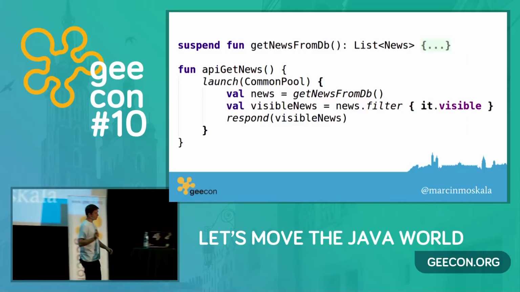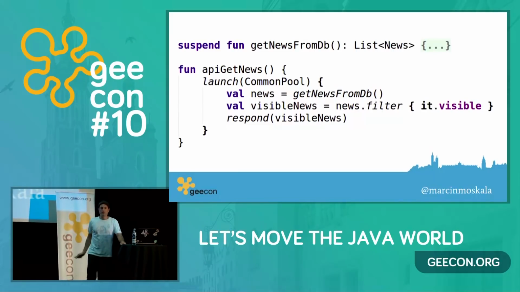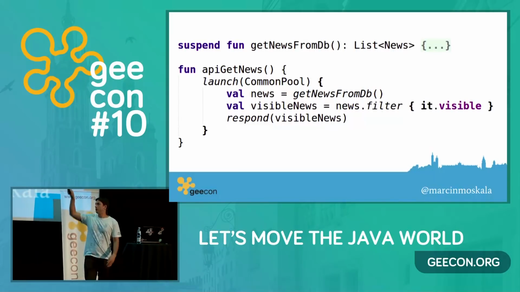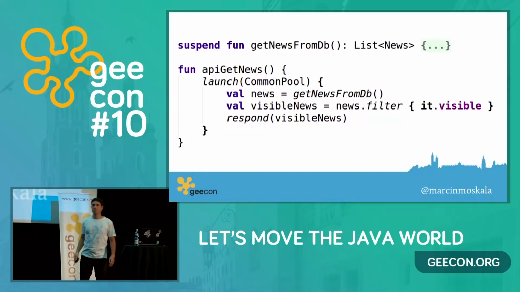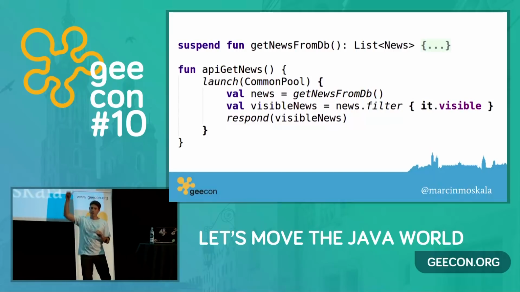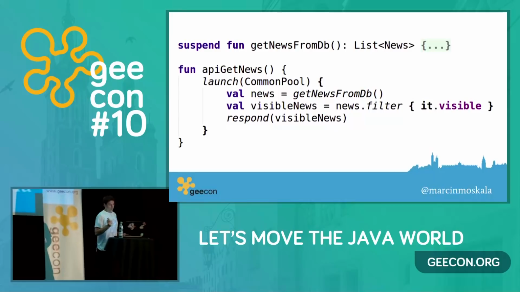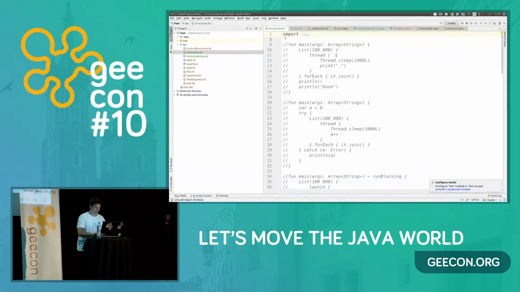Instead, you can use coroutines and launch them on some pool of threads. You take one thread before this database call, then you suspend it, you release it, and once you have the response, you take some other thread and you continue from there. I want to show you a very simple demo that presents that.